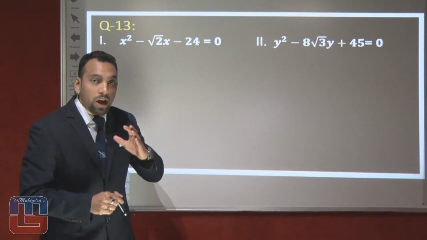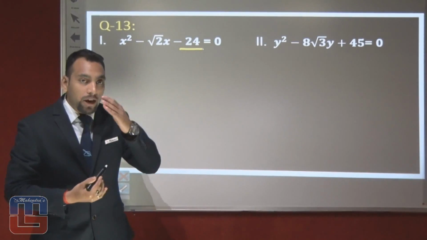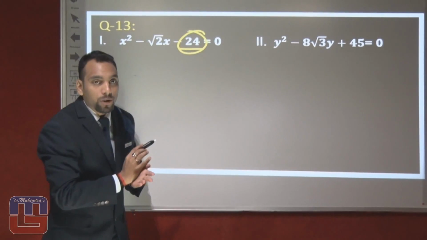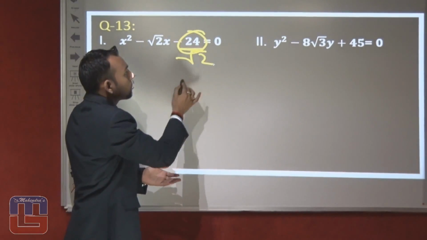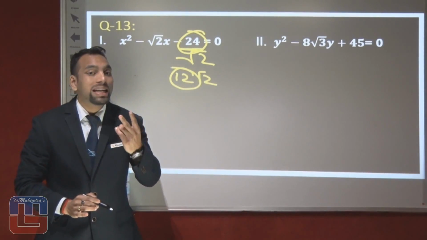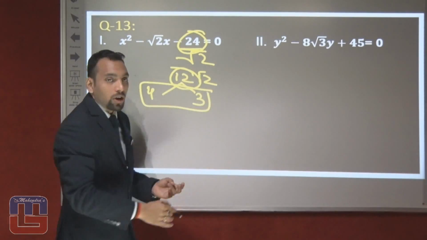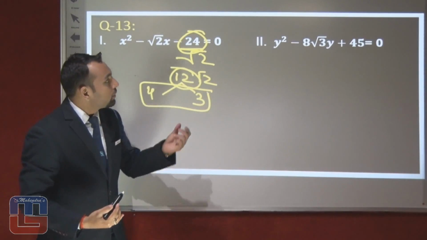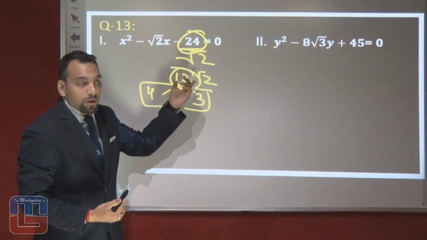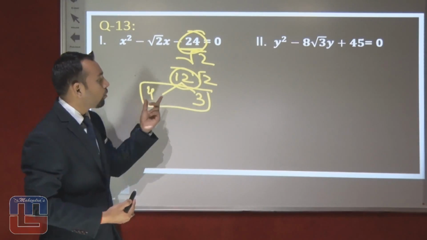Now see what you have to do. First, this is 24. If you have to find the factors of this root equation, how will you calculate it? Divide this 24 by root 2. Here you will get 12 root 2. So break this 12 into its nearest factors. Here you will get 4 and 3. Again repeating, you divide 24 by root 2 and you get 12 root 2. Break this 12 into 2 nearest factors, that is 4 and 3.